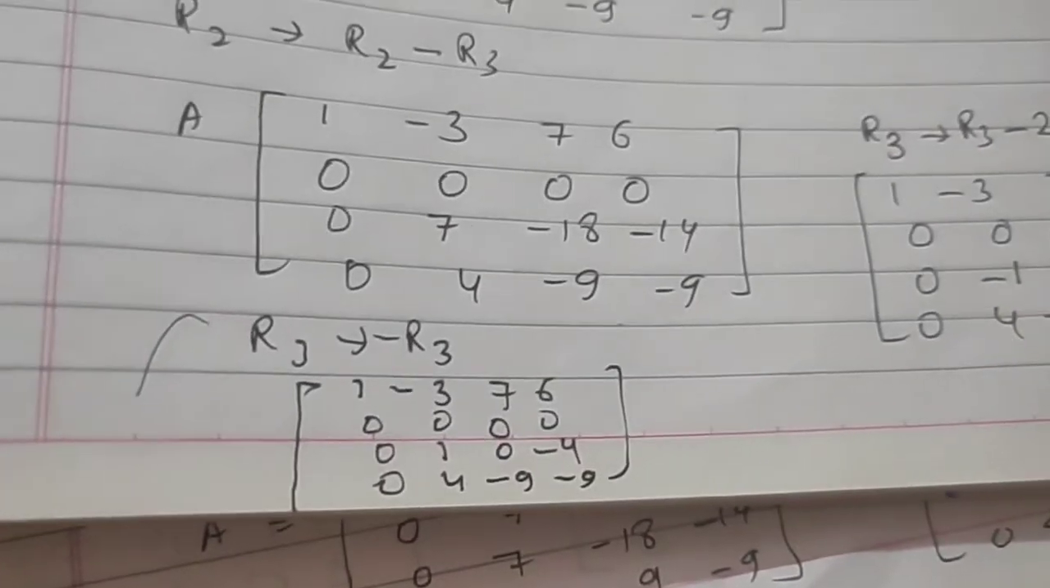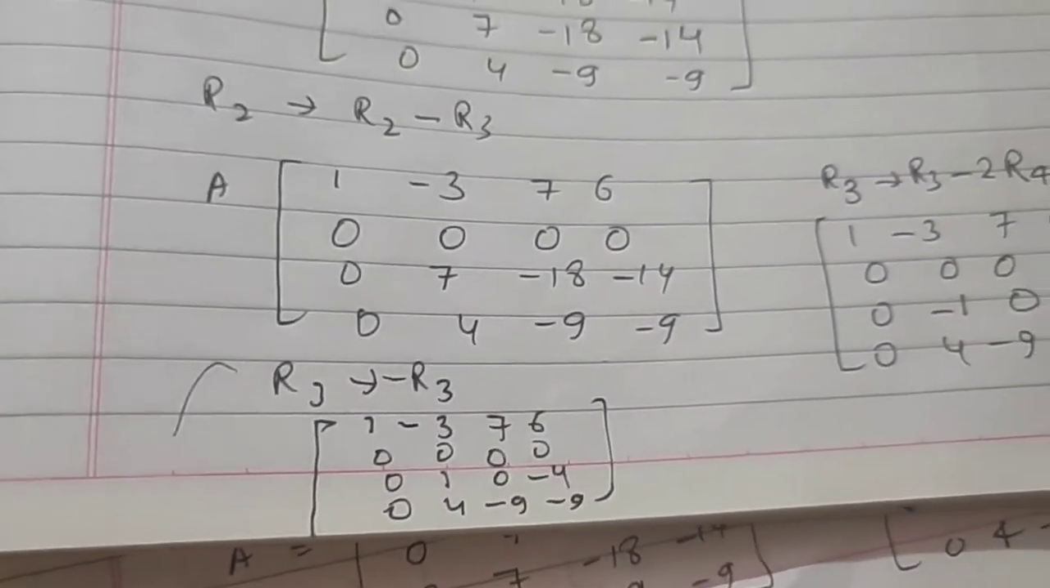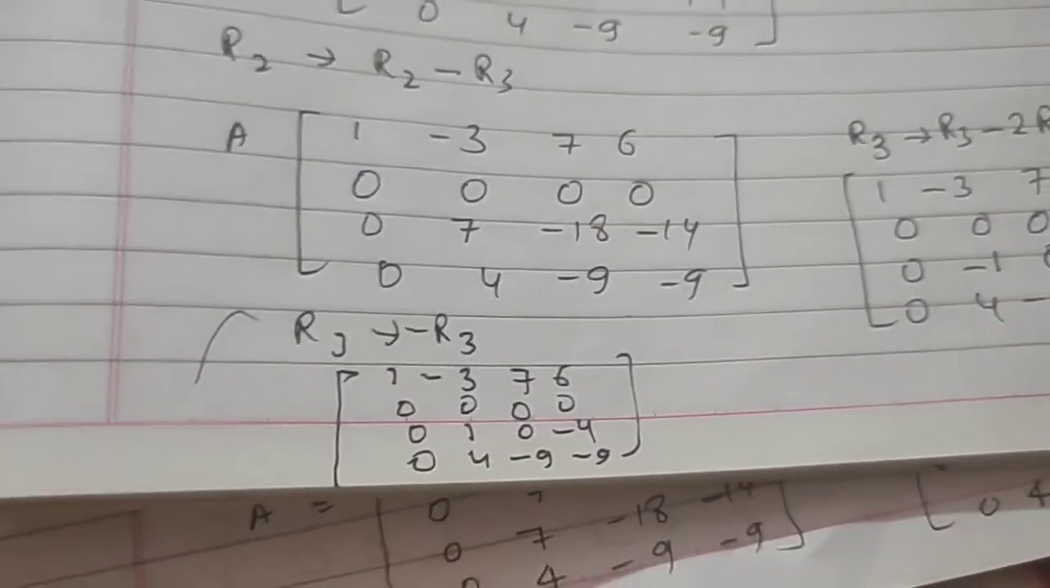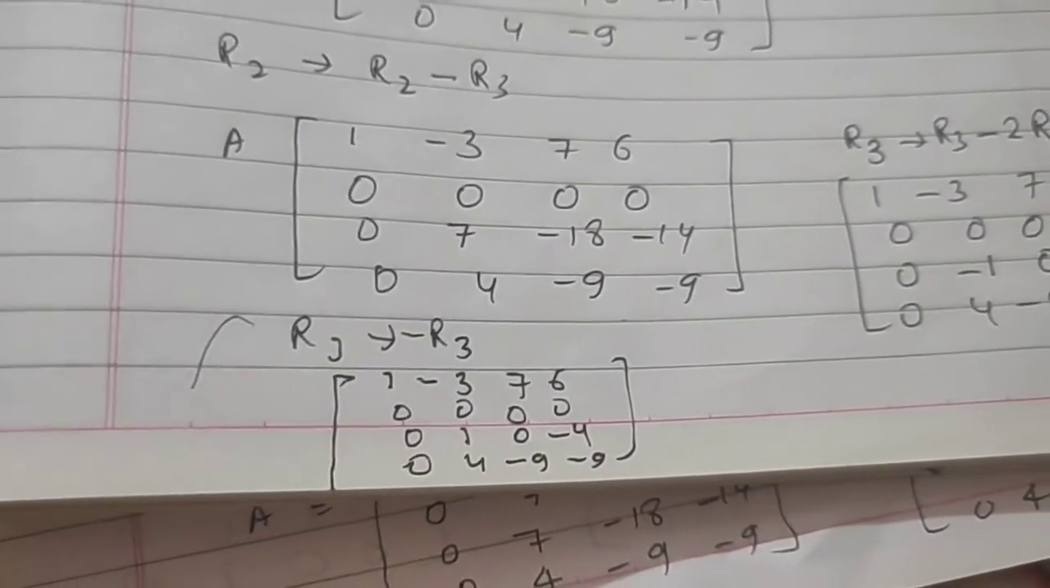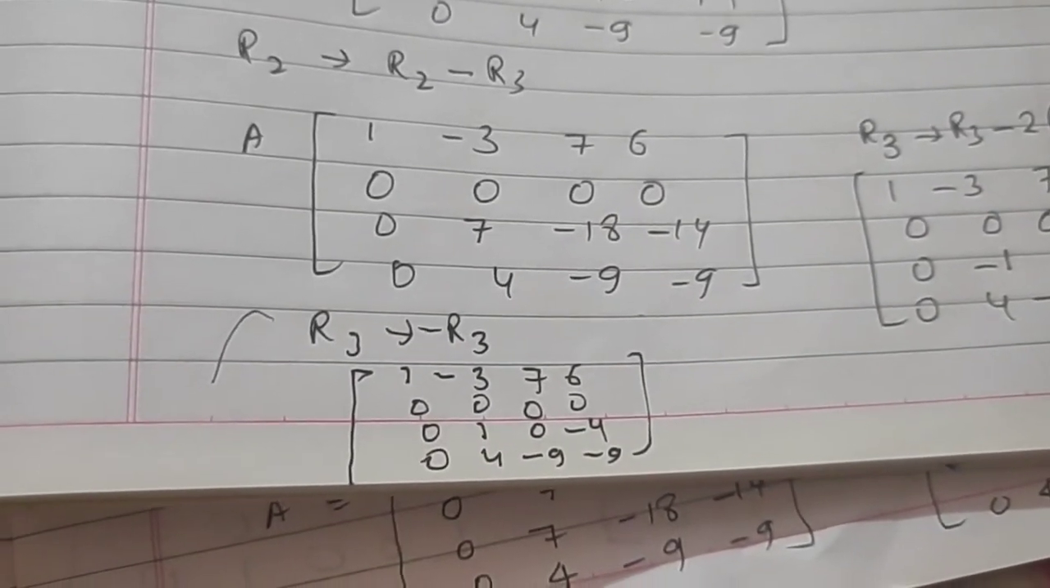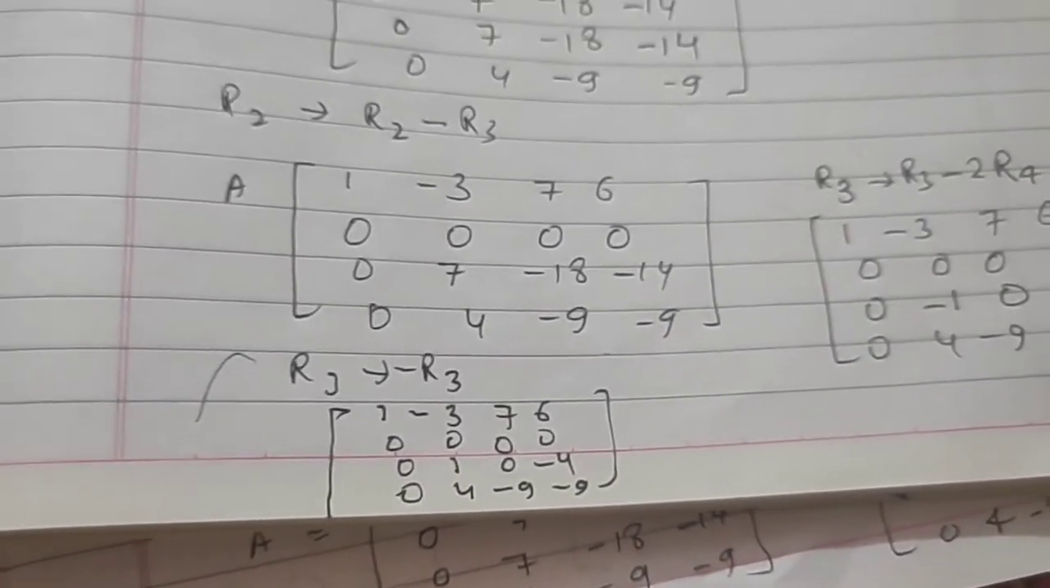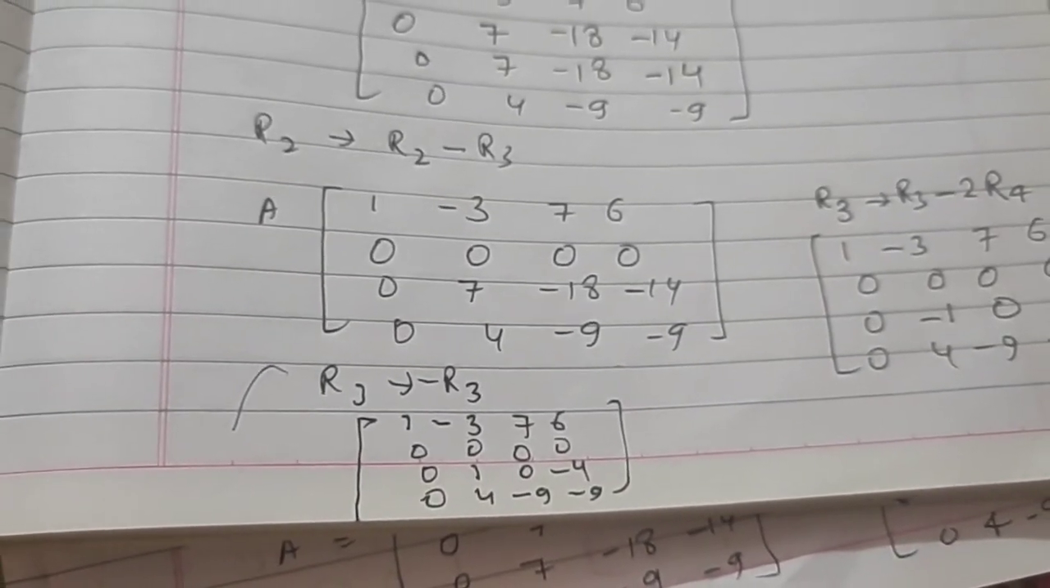Any more operation which you want to use? Obviously yes, one more operation. I can see 1, 4 in the last row. I can make that 0, that will be good. So let's continue with that. So this was the reduced matrix.